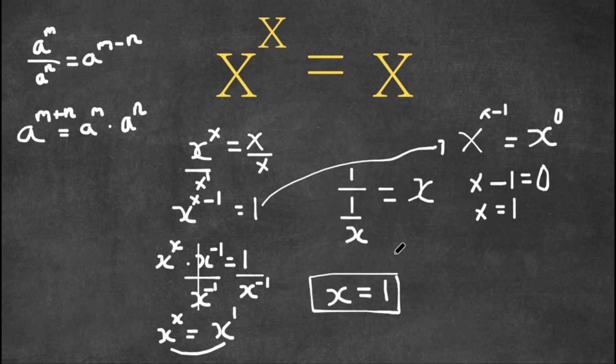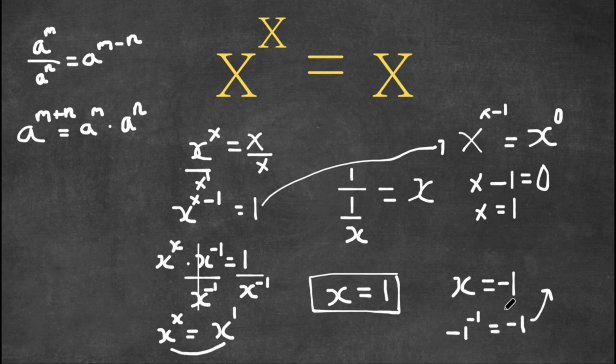And actually, we have our solution as x equals 1. However, there is actually another solution to this problem. X equals -1. This would also work as well, because if we plug this into our equation, for example, -1 to the power of -1 equals -1.